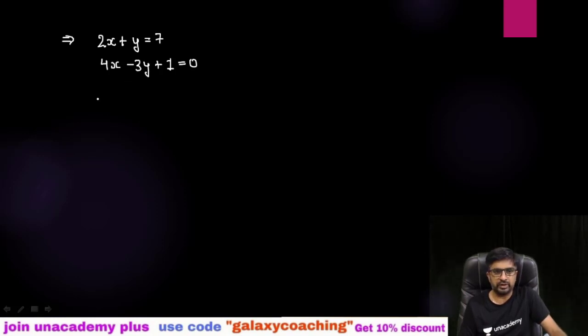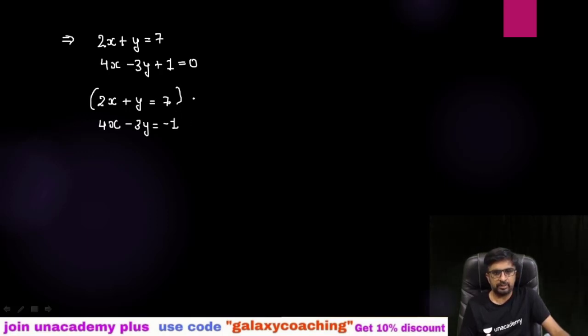First of all, we are going to write down both these equations in the proper way. If you are writing 2x plus y equals 7, then you need to write this also in the same way: 4x minus 3y equals minus 1. Plus 1 was on this side, so I took it to that side. Now we need to make either the x term the same or the y term the same. How? Let me tell you.